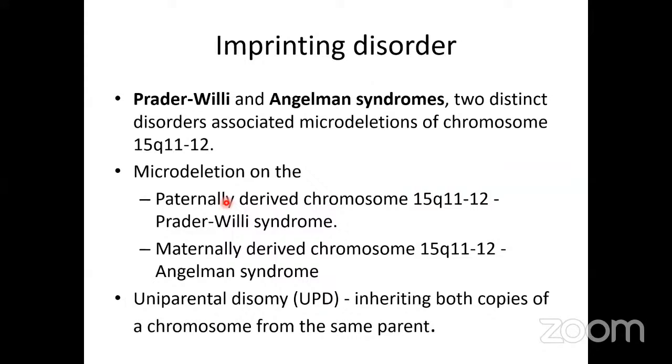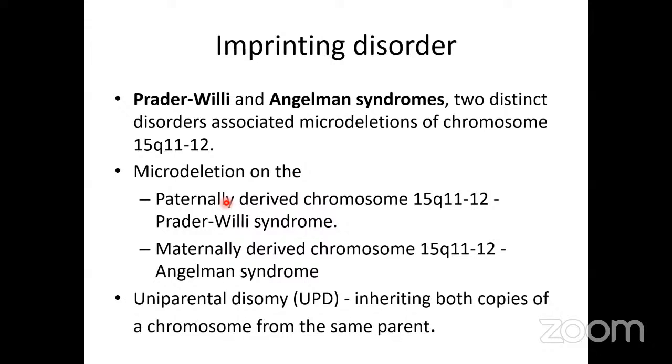Okay. The most common examples of imprinting disorders are Prader-Willi and Angelman syndrome. These two distinct disorders are associated with microdeletion in the long arm of chromosome number 15, at 11.2. If this microdeletion happens on a paternally derived chromosome, it will lead to Prader-Willi. If it happens on a maternally derived chromosome, it will become Angelman syndrome.